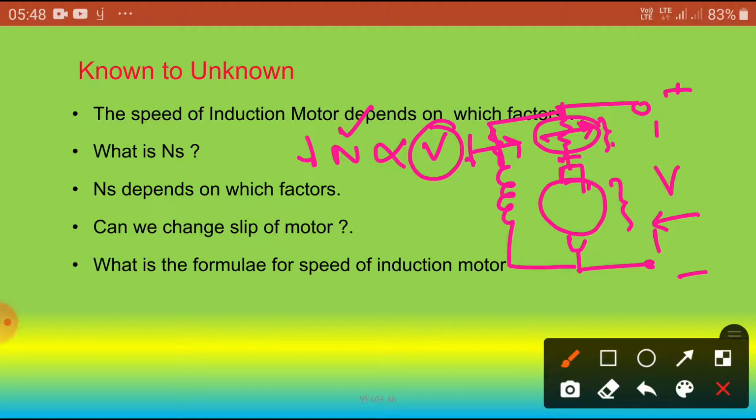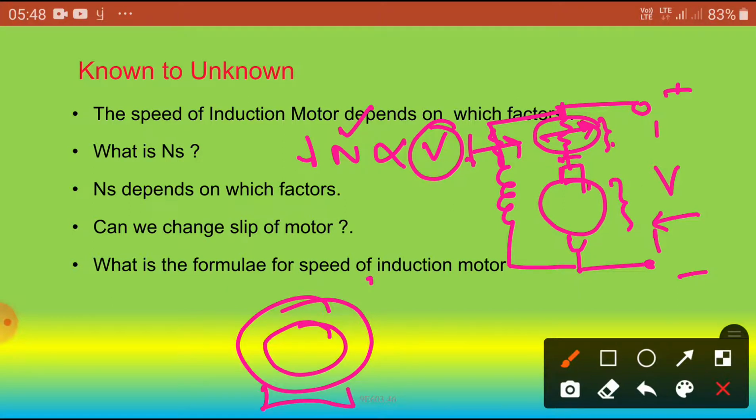But in our induction motor, what will happen? There are 3-phase windings, and the rotor is either a slip ring induction motor or a squirrel cage induction motor. So here it is not possible to use this field control method or armature control method. So we require another method that we are going to adopt to change its speed.